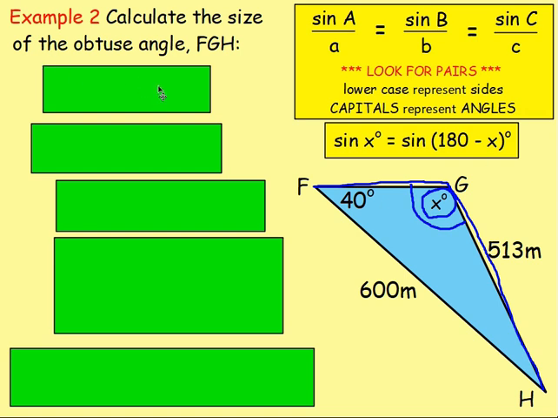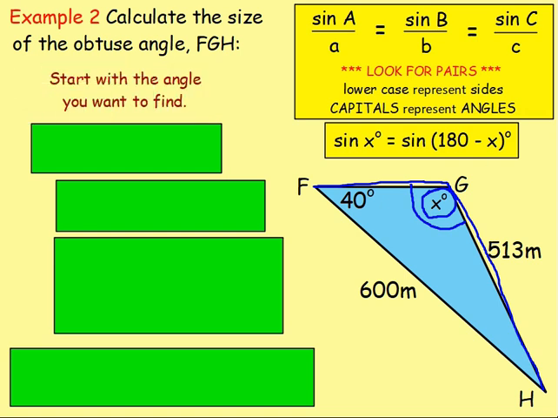Well, we always start with what we want to find. We want to find this angle. Because it is a sine rule question, we are going to be using the sine rule. So we're thinking about our pairs, but because we're wanting to find x, start with that. What is x paired up with? 600. Yes, well done, Freya. So how would you write that out?